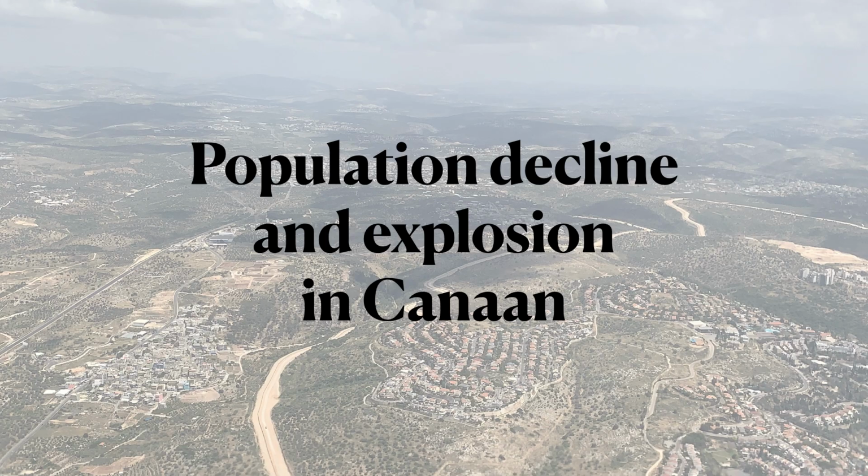Our second bit of archaeological evidence that we're going to take a swift look at is the population decline and explosion in Canaan. The archaeological evidence of what's known as the Israelite settlement in Canaan and the population explosion that went along with it never seems to get an airing when discussing the date of the Exodus, and yet it's amongst the most relevant bits of archaeological evidence to our topic that there is.